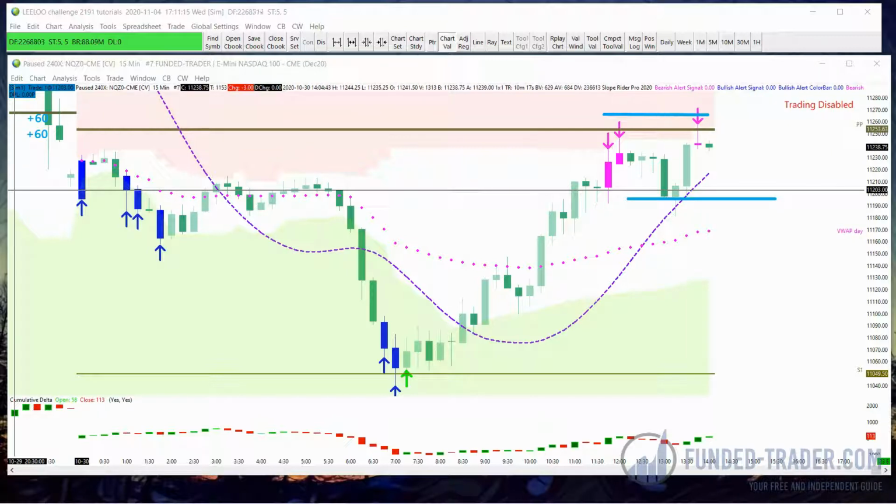Okay, now there is another short signal. That's interesting. And we are still below the pivot P. Now that's validated as well. No, that's it. Stopped out. Okay. Minus 60.